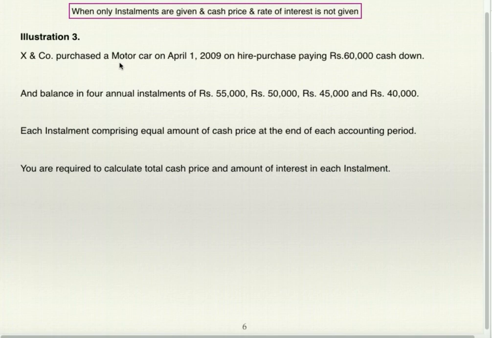Illustration 3. X and company purchased a motor car on 1st April 2009 on hire purchase, paying 60,000 cash down. Down payment is 60,000 and balance in 4 annual installments of 55,000, 50,000, 45,000, 40,000. 4 installments. These are amounts of installment. Each installment comprising equal amount of cash price at the end of each accounting period. So these installments are cash price plus interest, and cash price of each installment is equal. You are required to calculate total cash price and amount of interest in each installment.